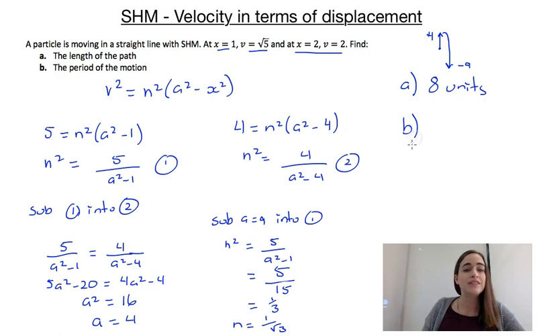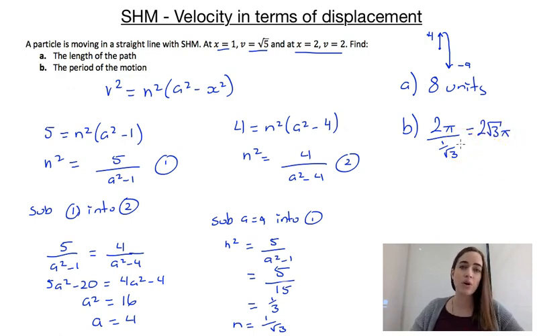For part B, the period of the motion, we know that's always going to be 2 pi divided by n, which in our case is 1 on root 3. So we'd end up with 2 root 3 pi. Alright, so that is having a look at simple harmonic motion problems that involve velocity in terms of displacement.